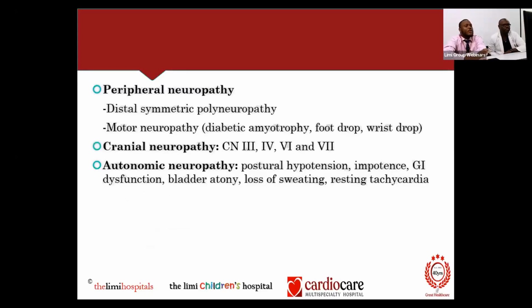So, we also talk about the peripheral neuropathy. They can affect some of the nerves of our body. Even the cranial nerves can also be affected. And the autonomic neuropathy. So it can affect virtually every part of the body. Some of the autonomic neuropathic symptoms that we should look out for are things like postural hypotension. So it gets to a point whereby with change in posture, maybe the patient is lying down and tries to stand up, a significant drop in blood pressure is noted, and the patient will collapse.